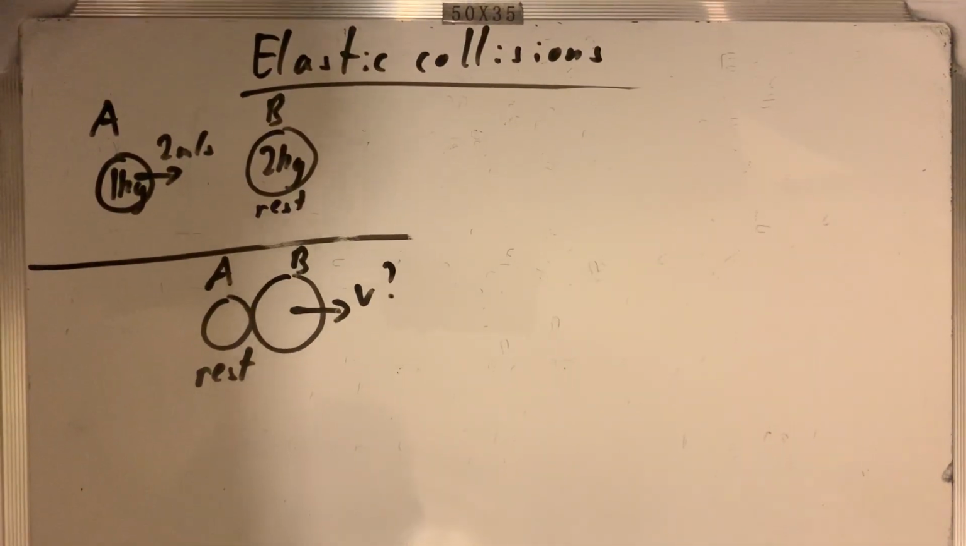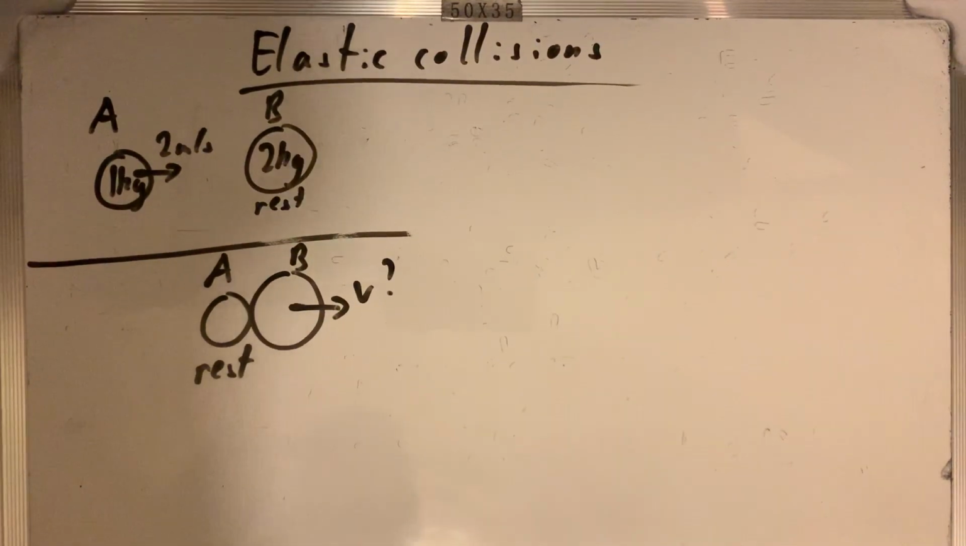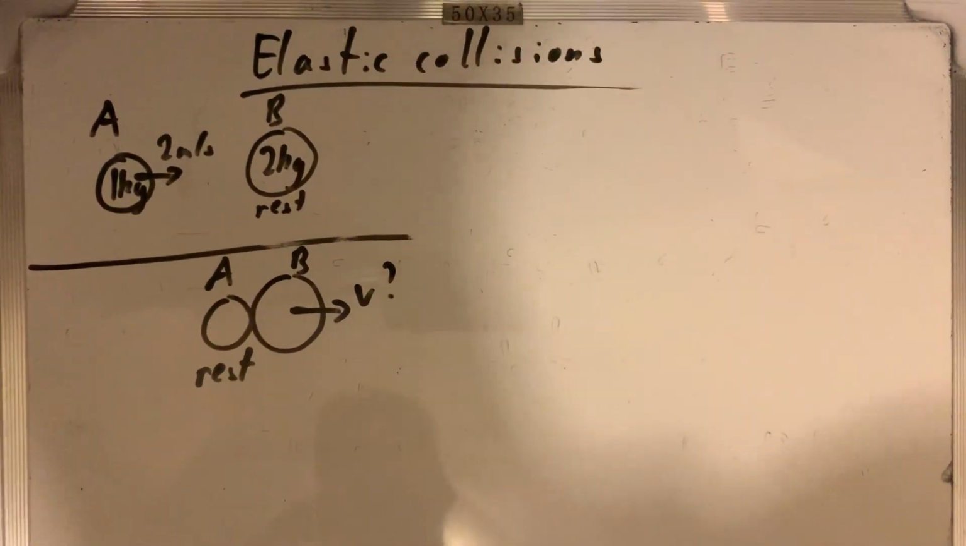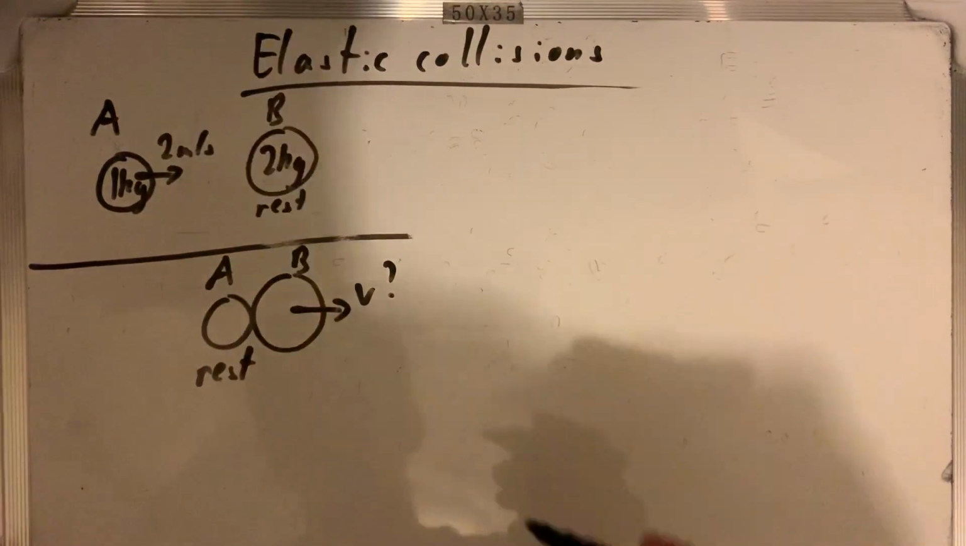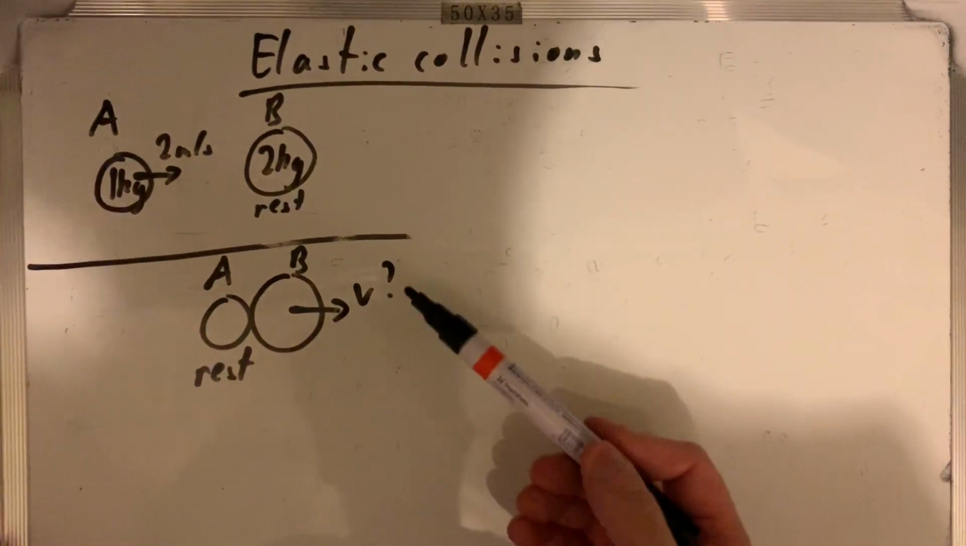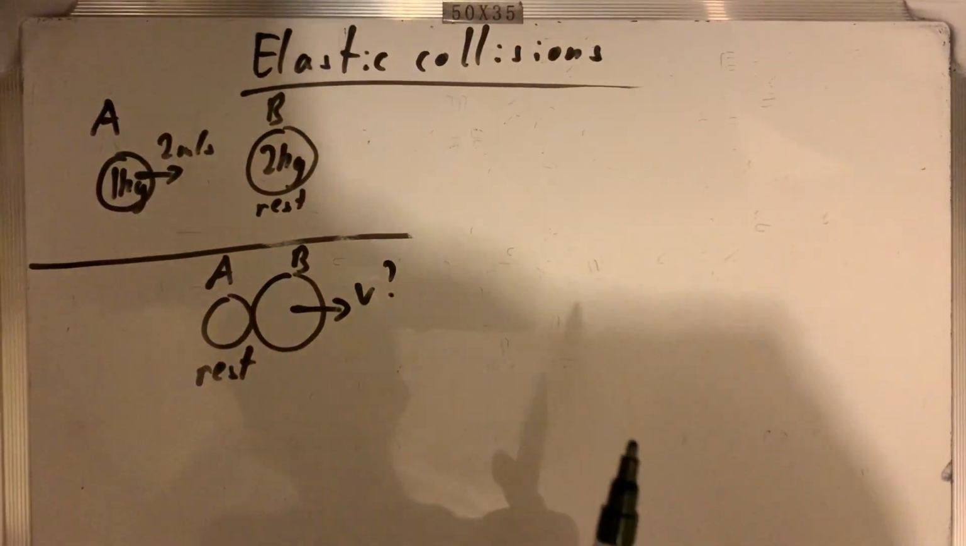Elastic collisions. You may be asked a simple question: is this collision elastic or inelastic? Elastic simply means that kinetic energy is conserved. So you total up the kinetic energy before and after a collision and check if it's the same. So let's try this. Let's apply conservation of momentum to work out the final velocity here, and then afterwards we'll see if it was an elastic collision.